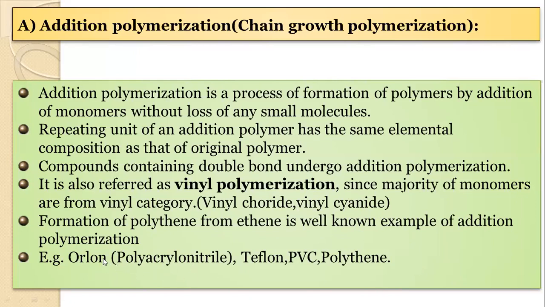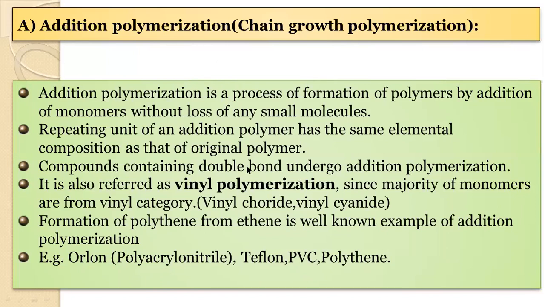Orlon is also called polyacrylonitrile, PAN. There are three different names for this Orlon: Orlon, polyacrylonitrile, and, in short form, PAN. Then Teflon, PVC pipes and these polythenes are some examples of addition polymerization.